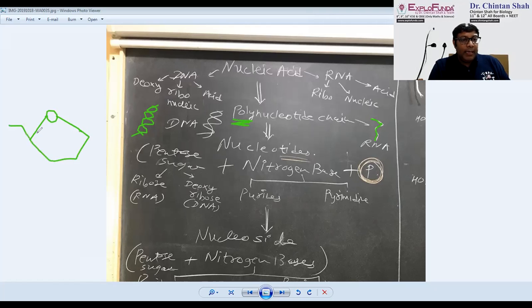Now you may ask me, where are the 5 carbons? All corners are carbon. 1, 2, 3, 4, and 5.